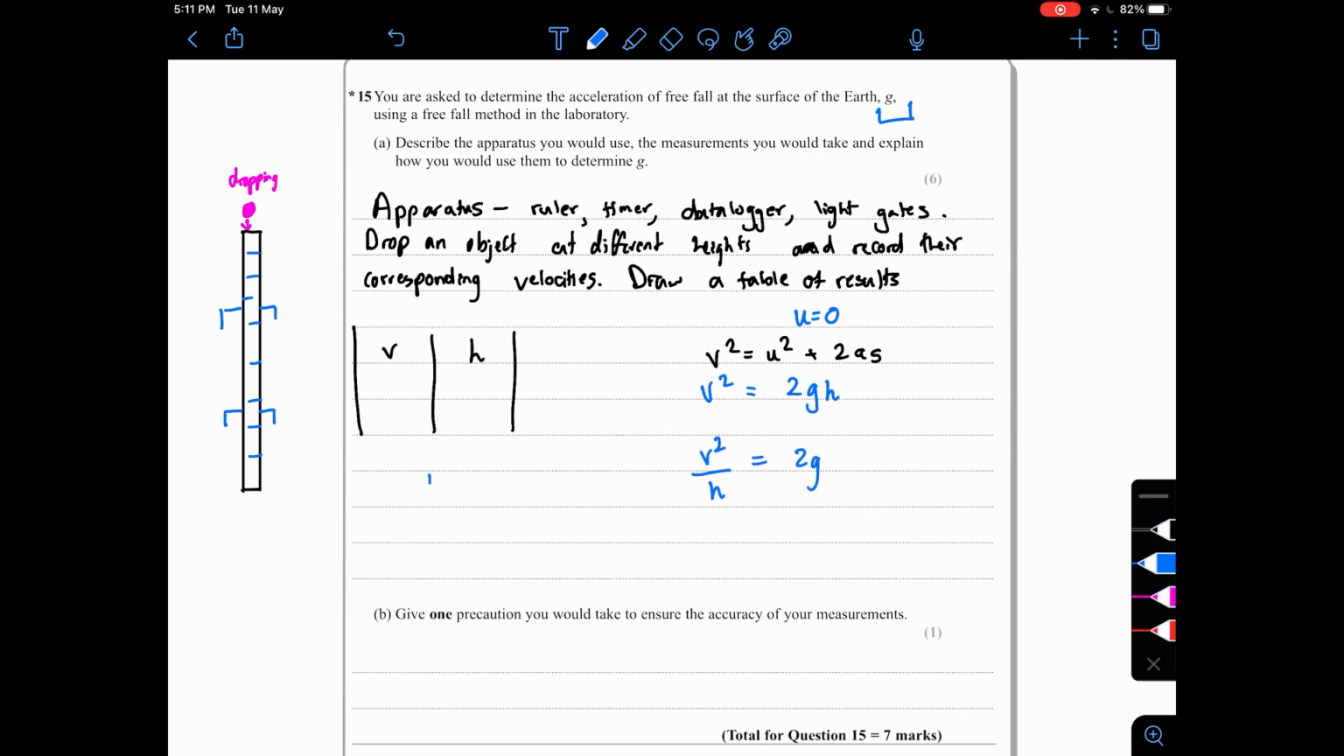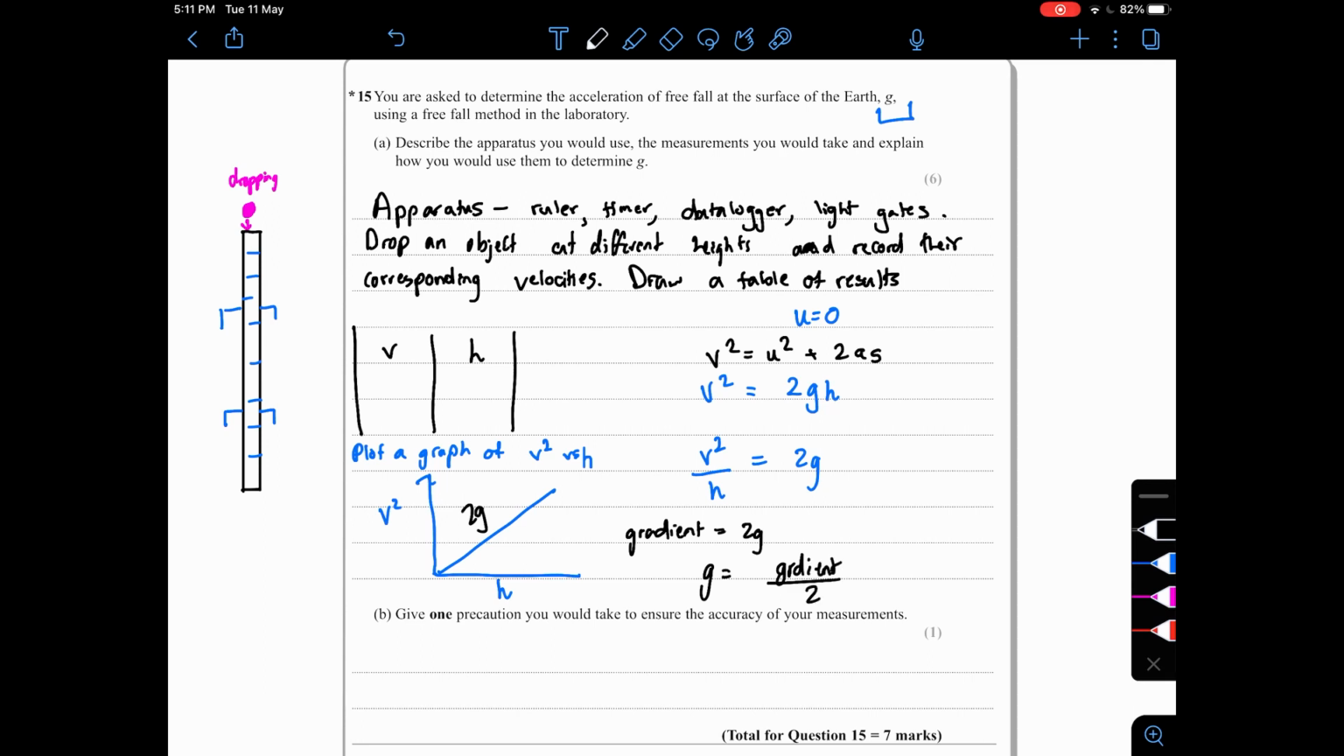So we can plot a graph of v squared versus height. So this is v squared and height. We'll get a linear line, which has a gradient of 2g. So we can write gradient equals 2g. So g would be gradient divided by 2. Gradient divided by 2. I know I've missed a g, but gradient it is.